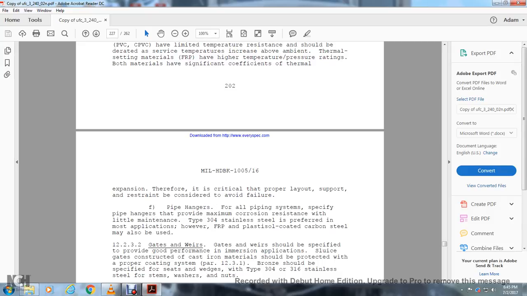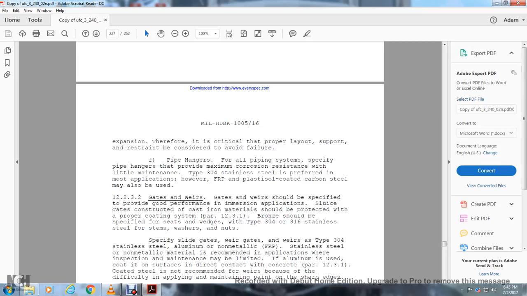Pipe hangers. For all piping systems, especially pipe hangers, to provide the maximum corrosion resistance with little maintenance, type 304 stainless steel is preferred for most applications. However, FRP or plastic coated carbon steel may also be used. 12.2.3.2 Gates and weirs. Gates and weirs should be specified to provide good performance in immersion applications.